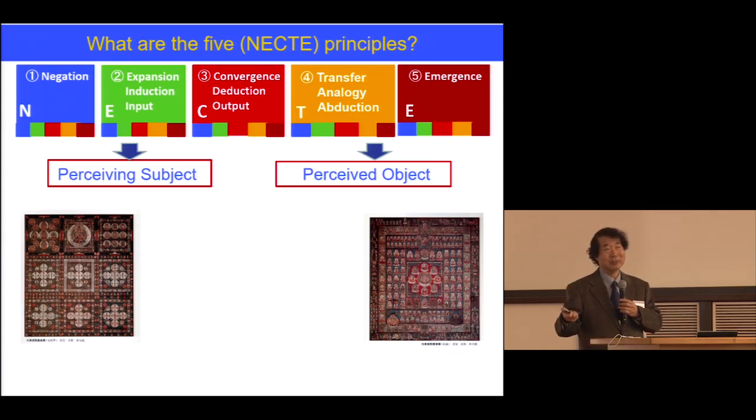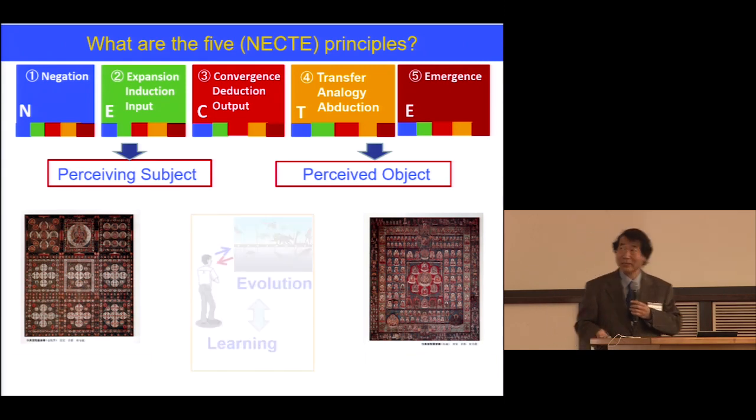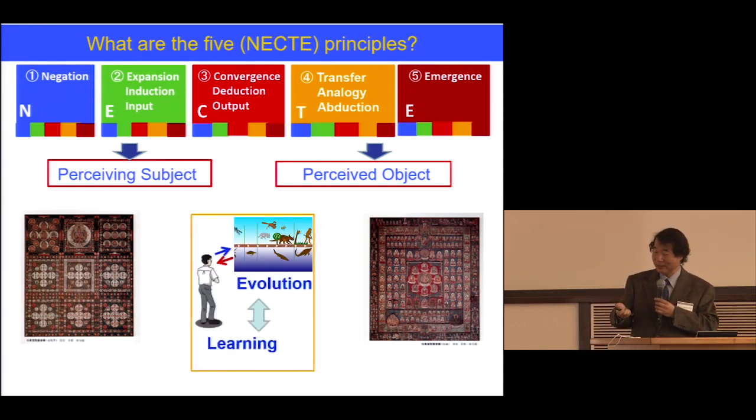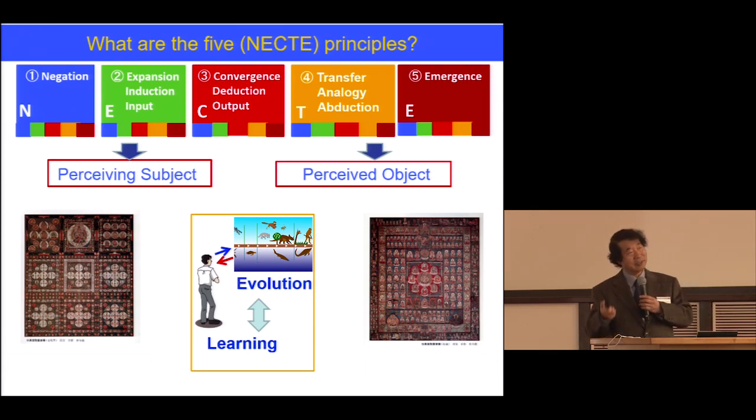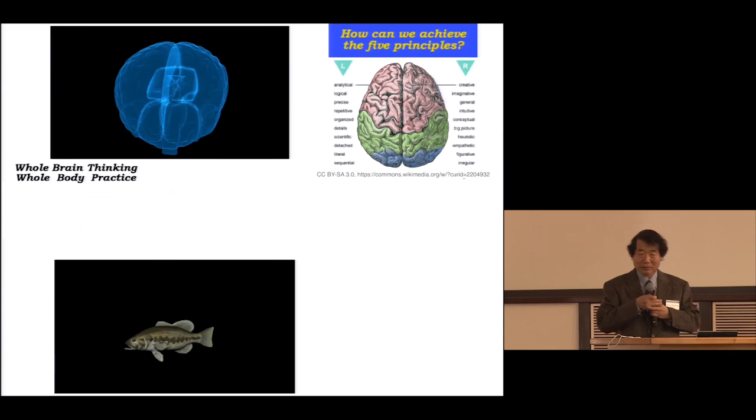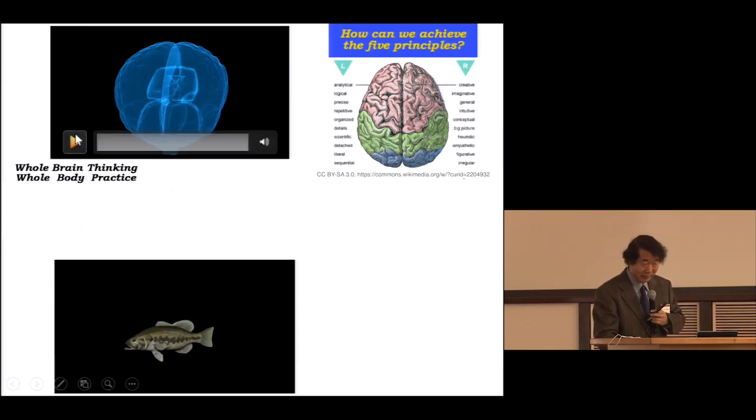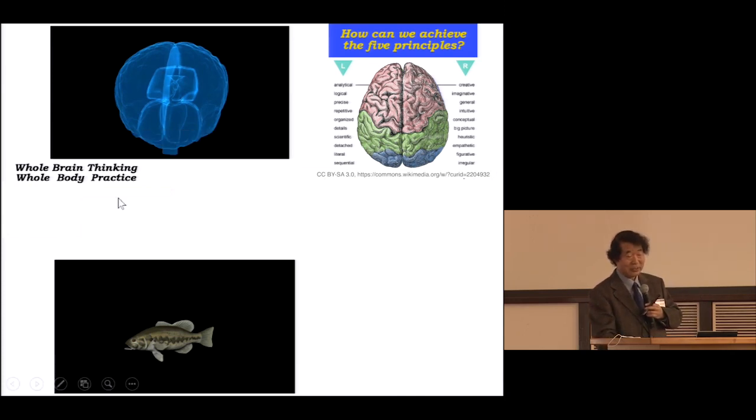object, which may relate to different kinds of mandala. Learning and evolution look different, but are essentially the same. How can we get such 5 principles?